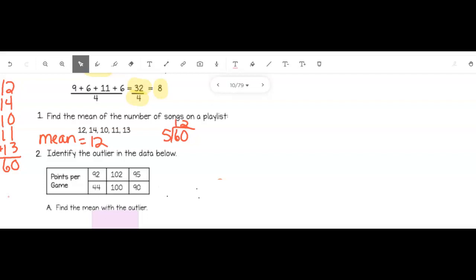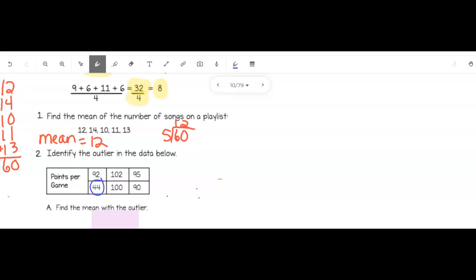Okay, in the next part, you're going to see that there is an outlier here. Identify the outlier in the data set. So look at all those numbers, and one of them should stand out as being way too big or way too small compared to the other ones. I'll let you look at that for a few seconds. Okay, hopefully you said 44 was the outlier. All the other numbers are between 90 and 102. 44 is much, much smaller.